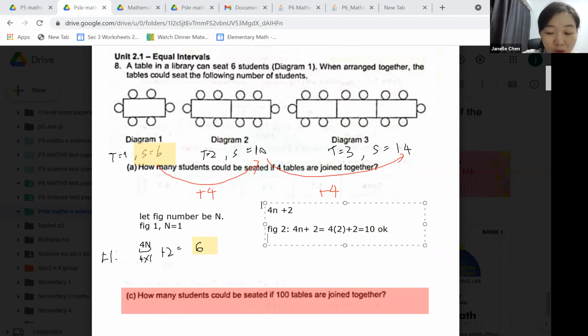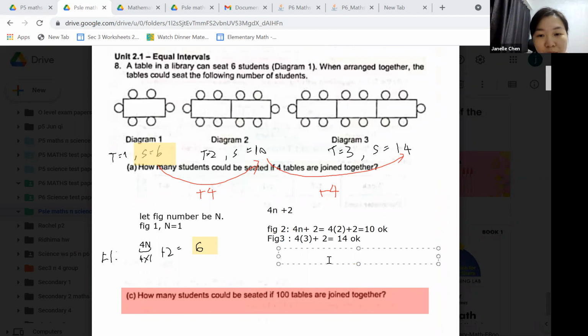So we try the next one for figure 3. Figure 3, what we actually get here is equals to 4 and then bracket 3, and then plus 2, and then I actually do get 14 as well. So this is also okay. So after 2 or 3 tries it is okay, which means my equation is confirmed that it's going to be 4n plus 2. So this is the correct n term.